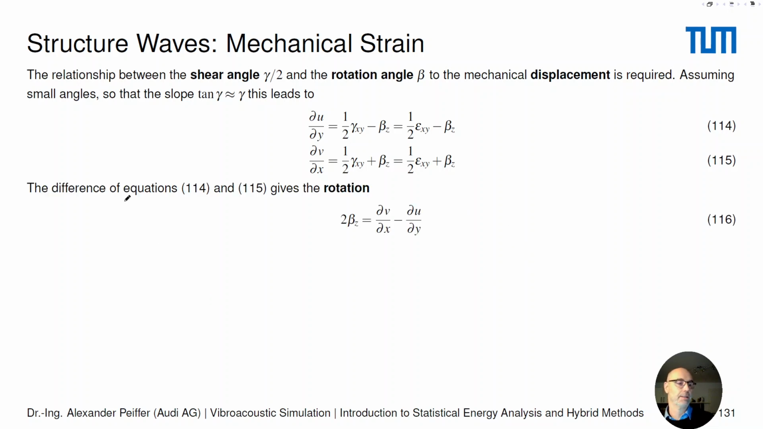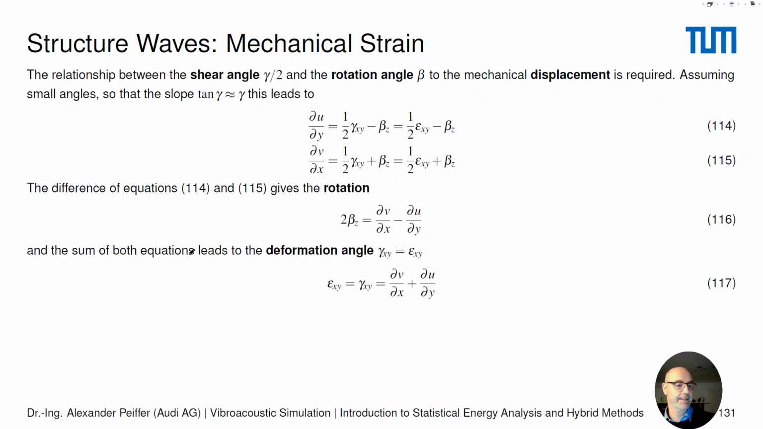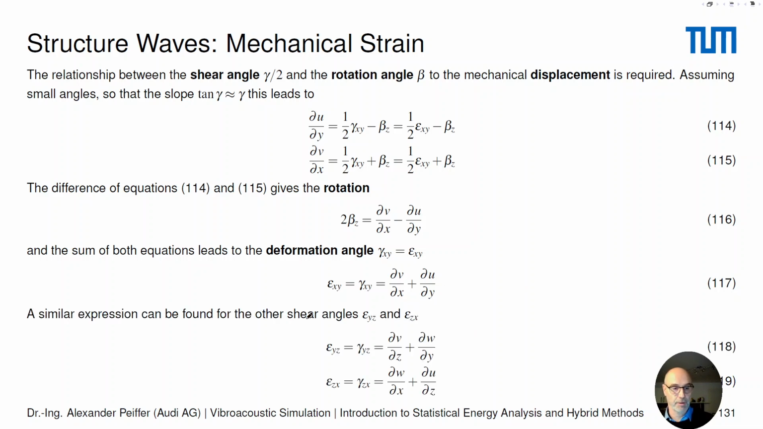We start with the difference of both equations. That gives us the rotation, obviously, because the difference kills the shear strain, and that means that's an expression for the rotation. And if we add both equations, we get the deformation angle, or the shear strain. So that means epsilon xy follows from the sum of both equations, which is again an expression of the displacements. And the same can be done for other shear angles, just by interchanging displacement coordinates and the main coordinates with respect to the derivatives of the main coordinates.